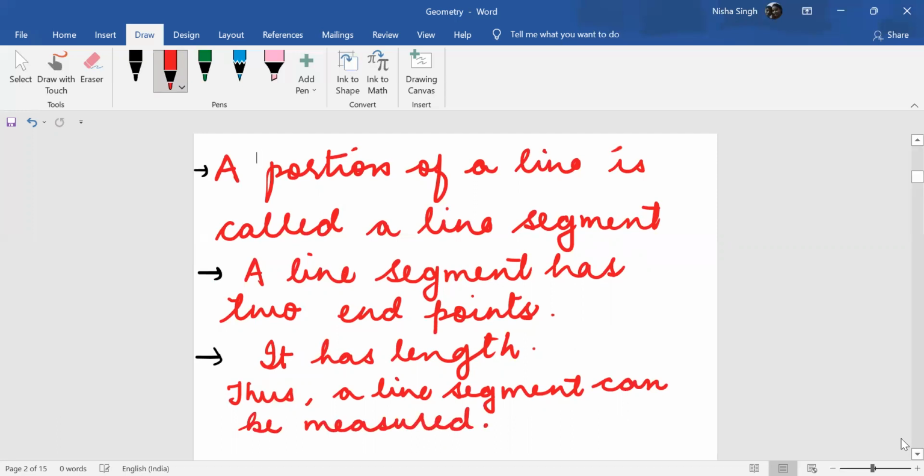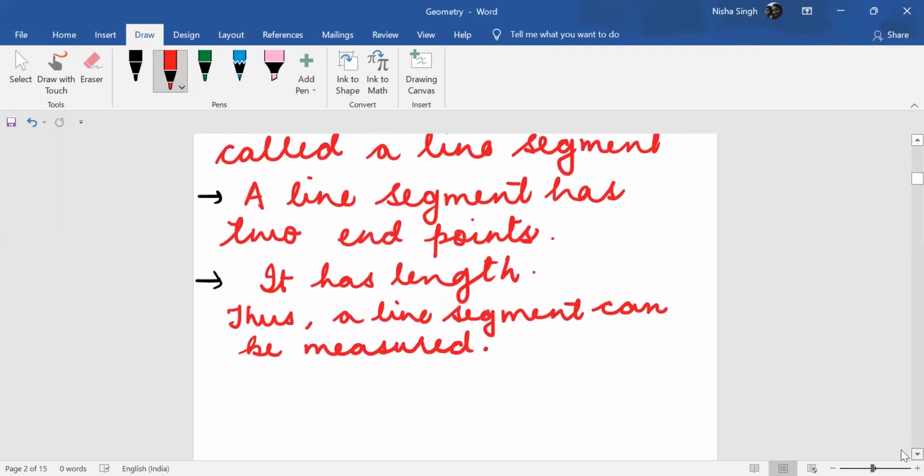I hope line segment and line is clear. I hope difference between line and line segment is clear to you, that line has no endpoint. It can be extended from both sides, but line segment, it is a portion of line. बेटा ये portion है एक line का, so it has two endpoints. Endpoints है उसका A point and B point. Endpoint है, endpoint पता है, so you can measure it. We know the length. It has its length also. Thus, a line segment can be measured, but line we cannot measure its length because it does not have any endpoint.